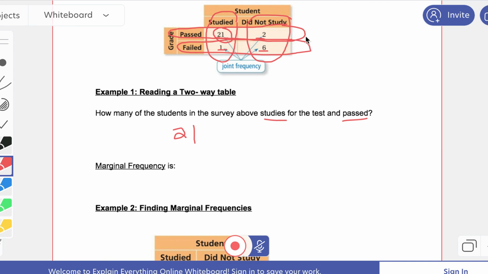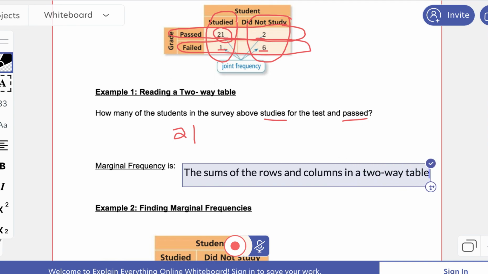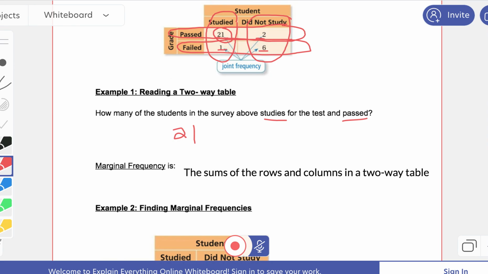So kind of like we talked about with the totals of the jersey sizes or the t-shirt sizes and colors, you can have these different margins. And a margin is basically the sums of the rows and columns in a two-way table, which is called a marginal frequency. So I want to add up the rows and the columns in this two-way table. For example 2, if I wanted to find the marginal frequencies, this is what it would look like.